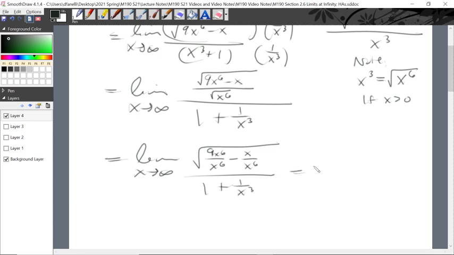Okay, and that'll clean up a bit. The limit as x goes to infinity. Then we have the square root. In the square root, we're going to have 9 minus 1 over x to the 5th, and the denominator is just 1 plus 1 over x cubed.